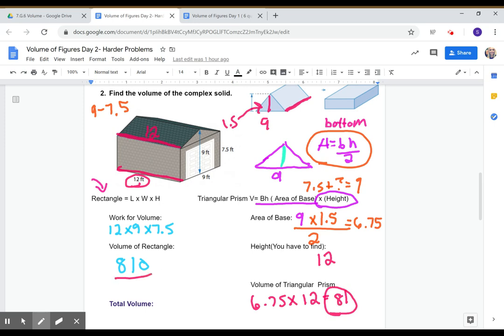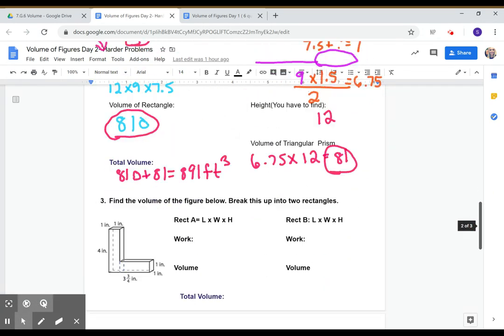I found the volume of the bottom piece, the rectangle. So now I want to add these together. 810 plus 81 gives me a final volume of 891. And then I will label that feet cubed. Okay? All right, we're going to do one more.